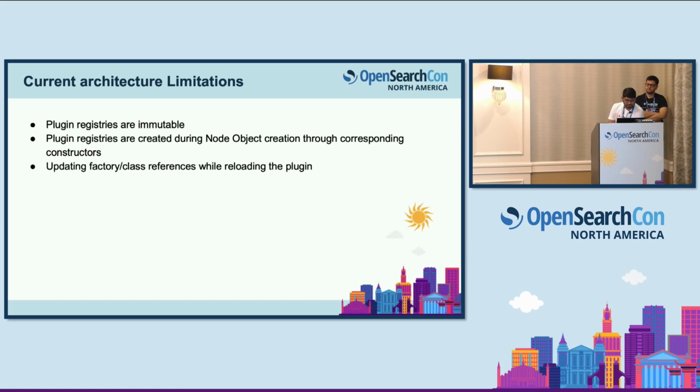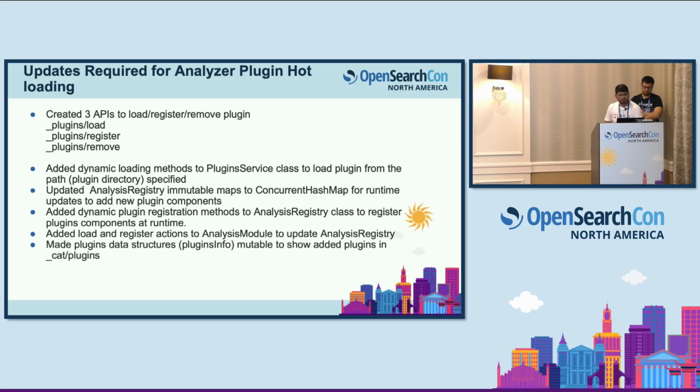difficulty there. Okay, so we made some updates to make these plugins hot reloadable. We added three APIs. The plugin load API loads the plugin classes into the OpenSearch JVM process. Then the register API extracts the components and puts them into the analysis registry. And then the remove API removes all these components from the analysis registry whenever a customer wants to uninstall a plugin.